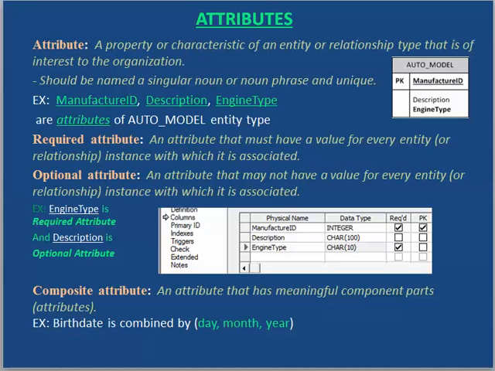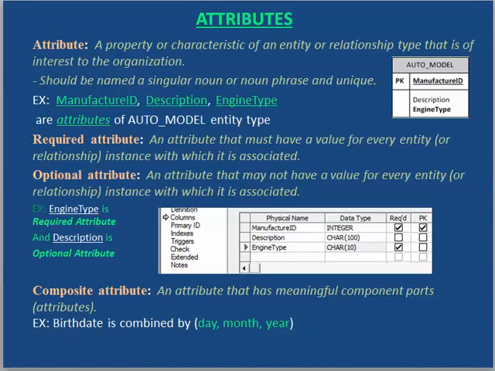Attributes. An attribute is a property or characteristic of an entity or relationship type that's of interest to the organization. Attributes should be named in a singular noun or noun phrase and should be unique. For example, manufacturer, description, and engine type are attributes of the automata entity type.